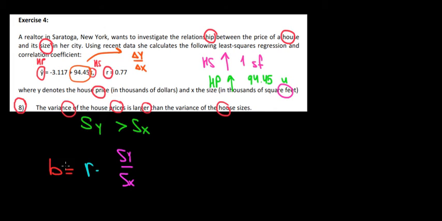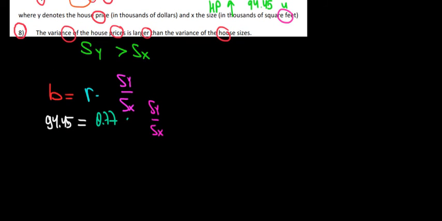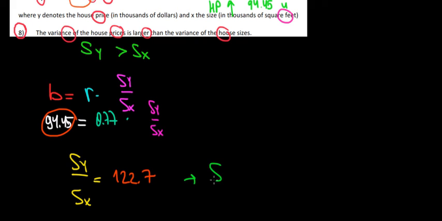We will have the coefficient of the regression, 94.45, equal to the correlation coefficient, 0.77, times the ratio of the standard deviations. There's nothing given to us about the standard deviations, so we write them like that. Now let's do the math to see what that ratio is. Sy over Sx, what's that? Sy divided by Sx is equal to 94.45 divided by 0.77. If we do the math, that's equal to 122.7.